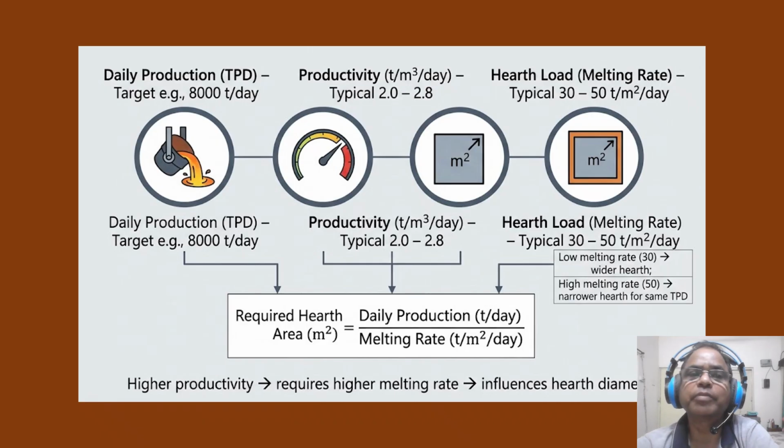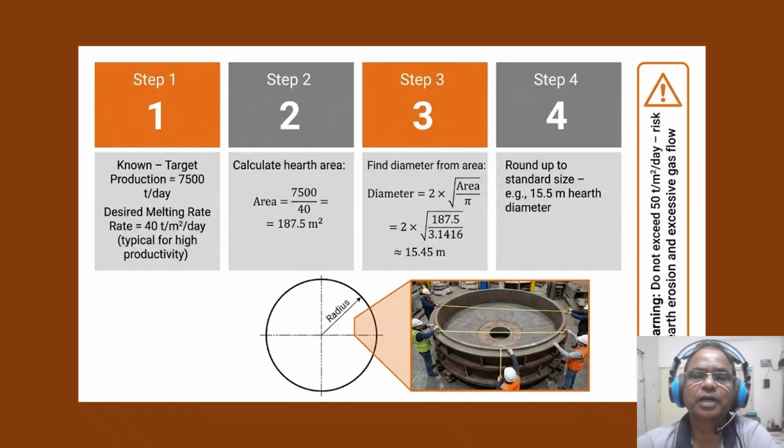So a lower melting rate around 30 means a wider hearth for the same production, while a higher melting rate allows a narrower hearth. So the higher the productivity demand, the higher the melting rate, which directly influences the hearth diameter. This relationship defines the balance between the capacity, the heat load, and the refractory life. So coming to the step by step hearth diameter calculation, now we move to the calculation process.